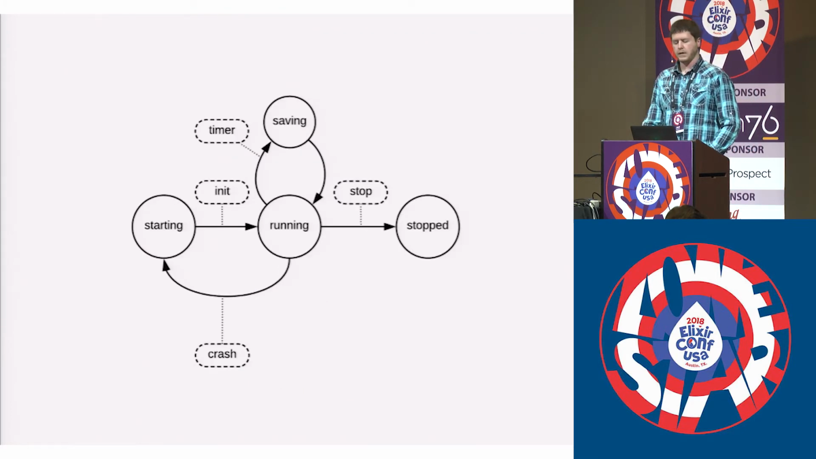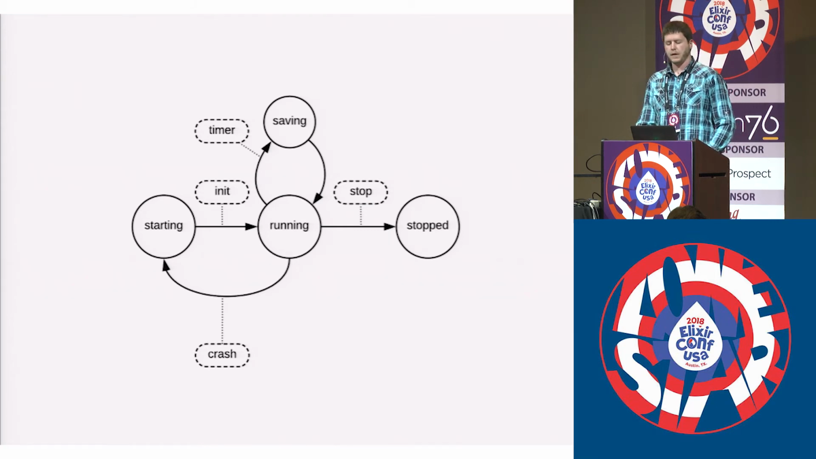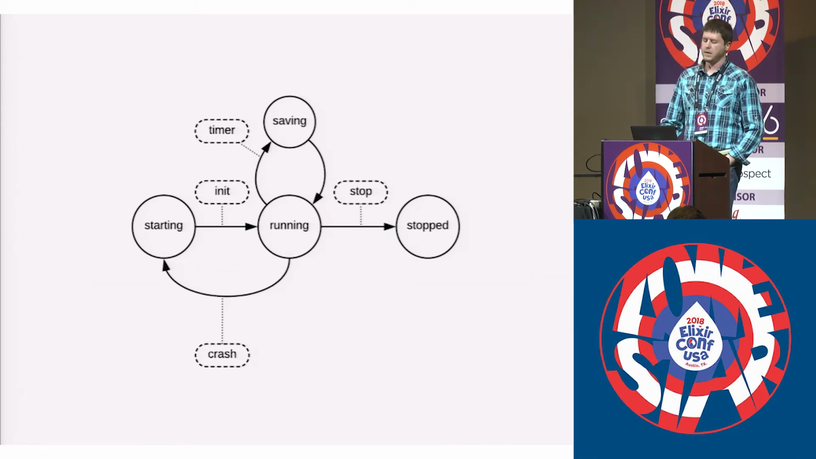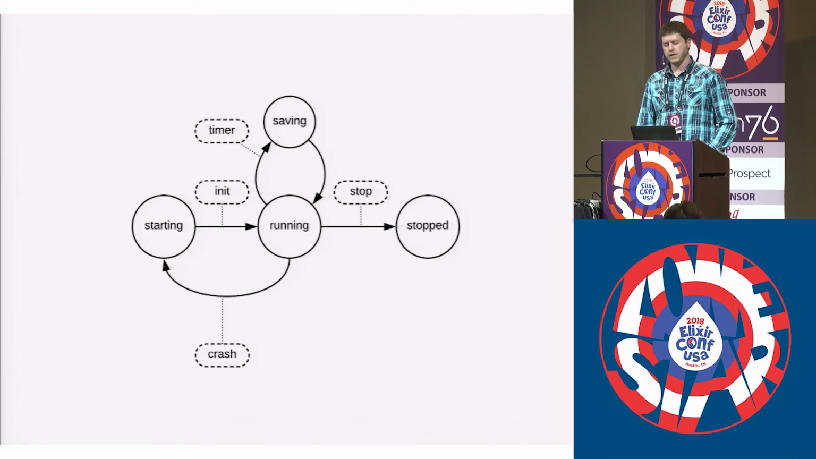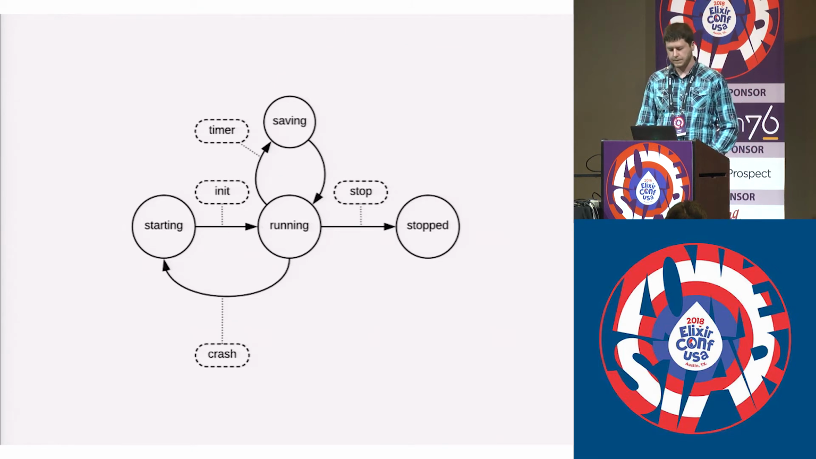In a state machine diagram, it might look a bit like this. We start off with the same sort of thing as a regular GenServer, but now we have this timer that causes it to transition to a saving state. When it's in that saving state, it synchronizes with long-term storage the things it cares about, and then it transitions back to a running state. It'll keep doing that for as long as it keeps running.